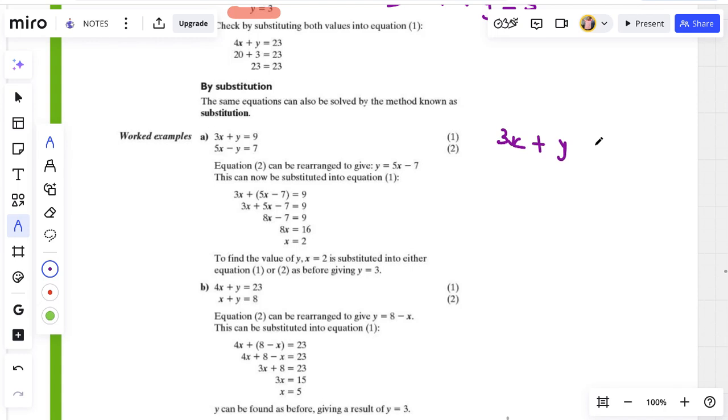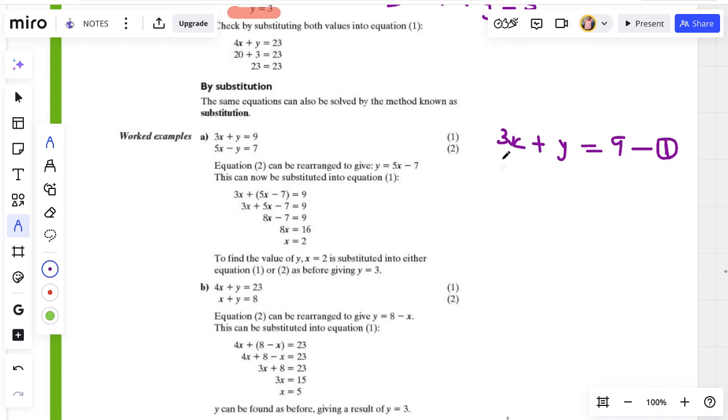3x plus y equal to 9. Okay, I'm kind of slow because it's lagging. Equal to 9. Okay, that's the first equation. So you call it equation 1. Call this equation 1. Then we write the second one.